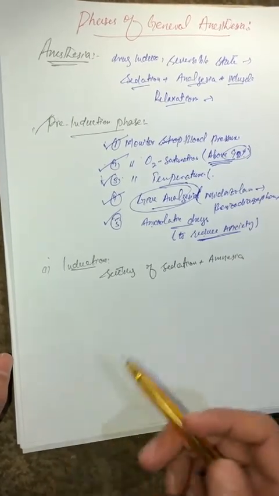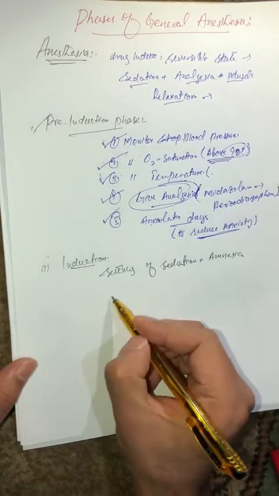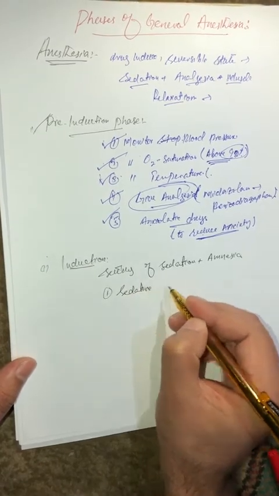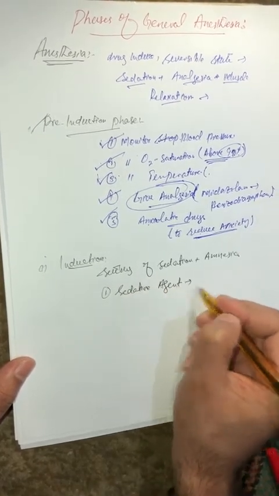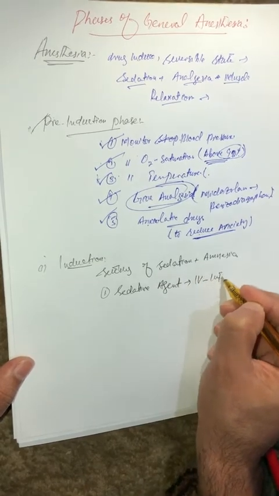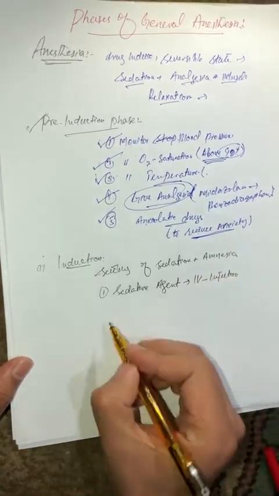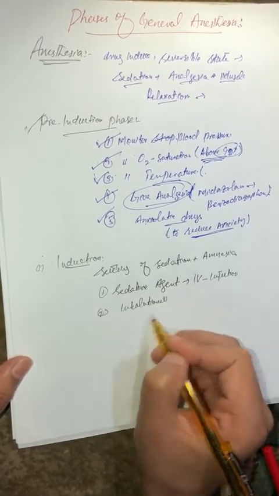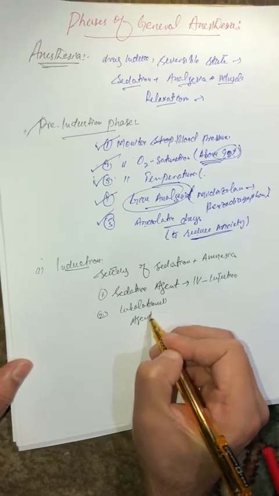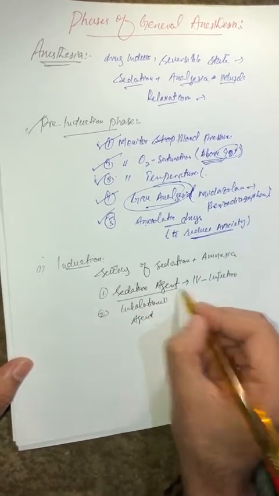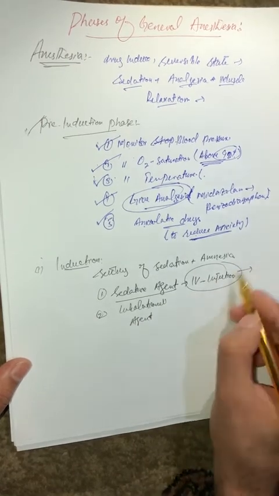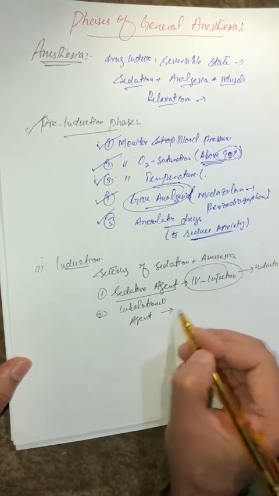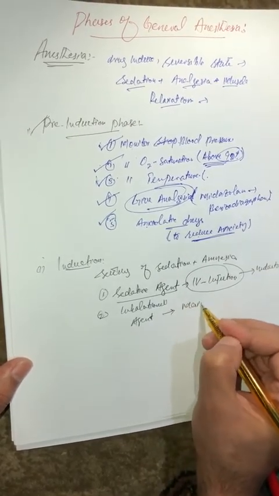Like we have studied, there are two types of agents. First one is the sedative agent, which is used in IV injection form. And the second one is the inhalational agent. These sedative agents used in IV form are used as induction agents, and the inhalational agents are used as maintenance agents.